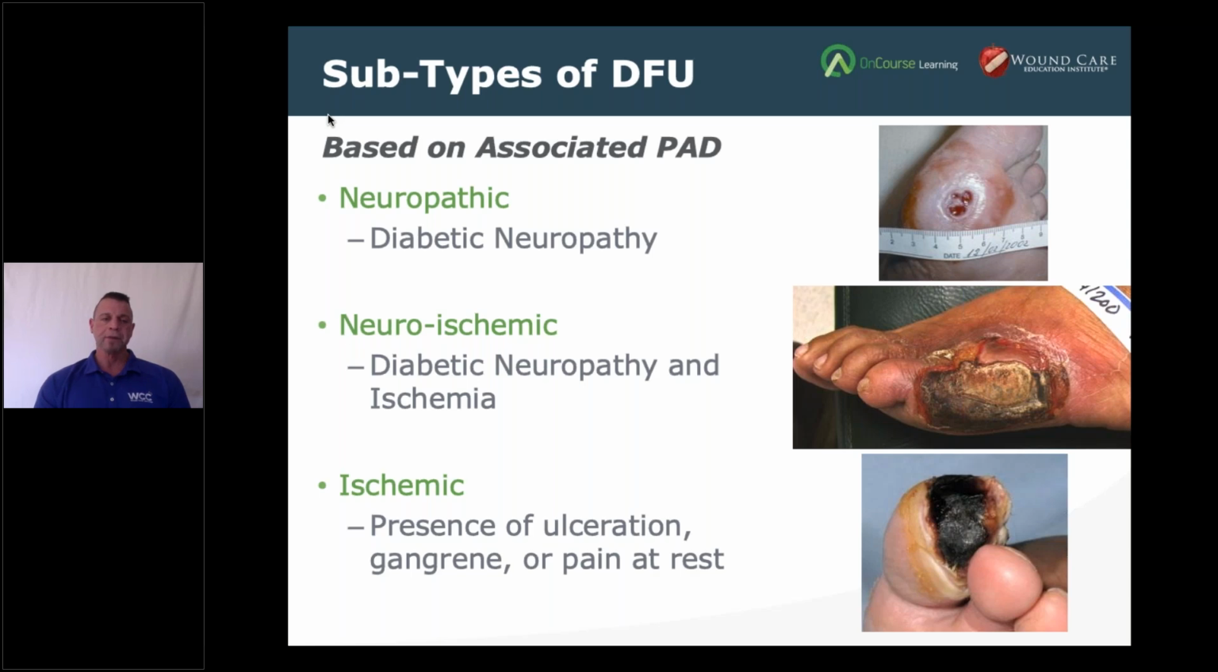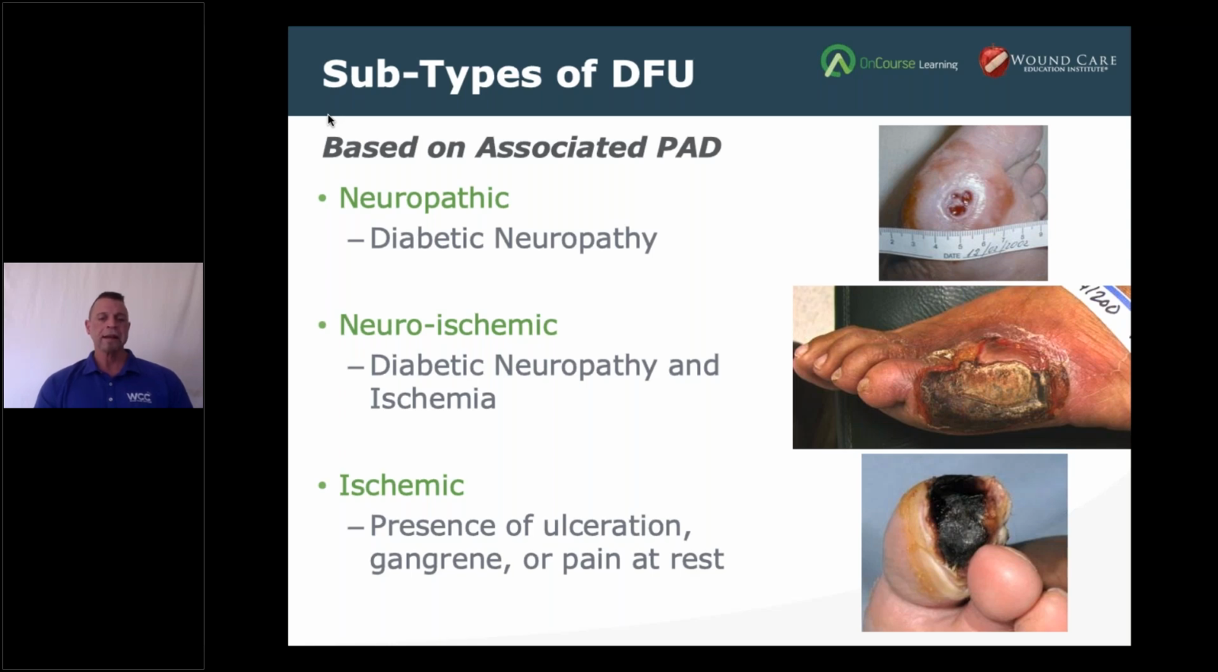So the basic subtypes are this. We have neuropathic ulcers. These are strictly patients that have developed diabetic neuropathy. They have no sensation, no pain, no pressure, okay? No blood flow issues at this point, just the neuropathy. Our second subtype, of course, is neuro-ischemic, and that's pretty self-explanatory. We have the neuropathy and we have underlying ischemic issues.